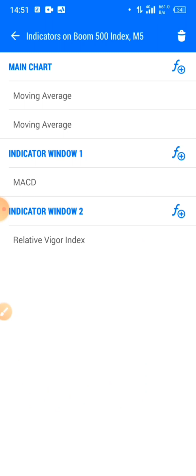So today I'm back again with another strategy that we're going to be using to trade Boom and Crash. We're only going to be trading ticks in this strategy. We're not going to be catching spikes. Okay, so let's jump into it.